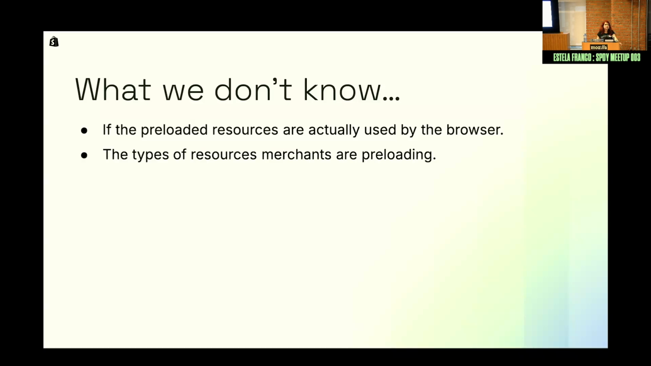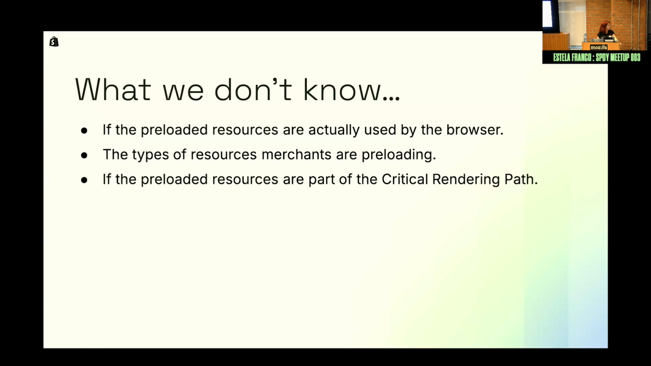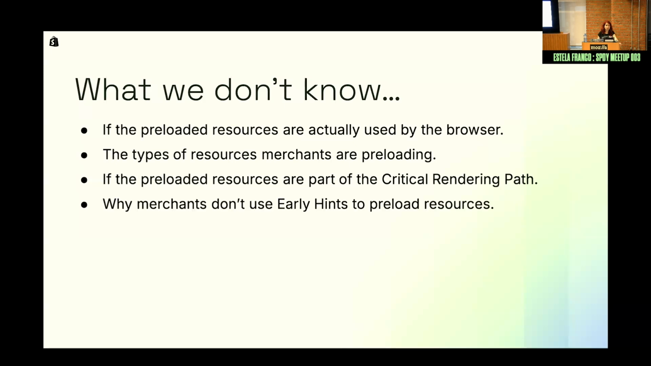Also, I don't know the type of resources that merchants are preloading. I should go deeper into that data to see if there are any specific correlations between preloading something and seeing better results. Then I don't know if the preloaded resources, maybe they are necessary for the page, but maybe they are not really critical to render the above the fold content. So maybe you are starting downloading something and adding some load to the bandwidth with something that is not really critical to be downloaded as fast as possible.